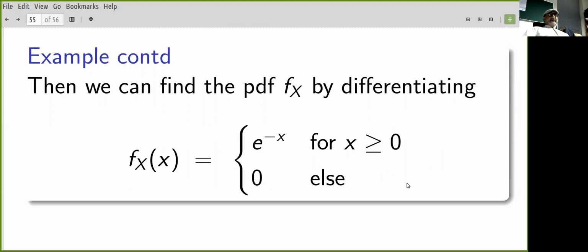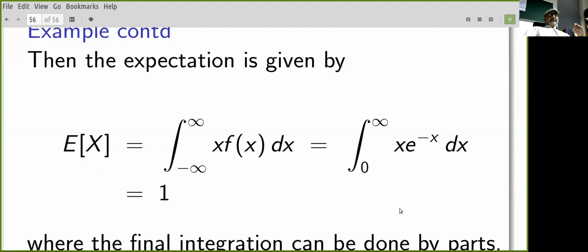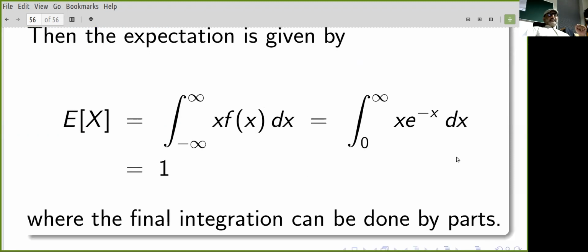Now I'm going to integrate from x equals minus infinity to infinity, x times f sub x dx. We don't worry about the part that's 0. So that's the same as integrating from 0 to infinity, x e to the minus x dx. And if I do that integration, let's say by parts, then I will get that the expectation is equal to 1.